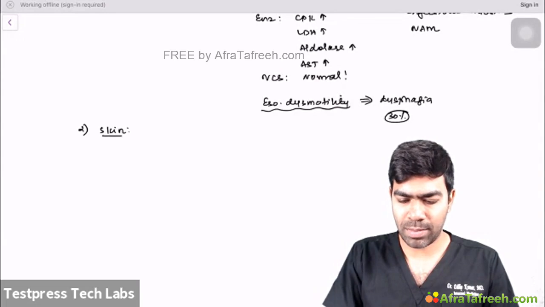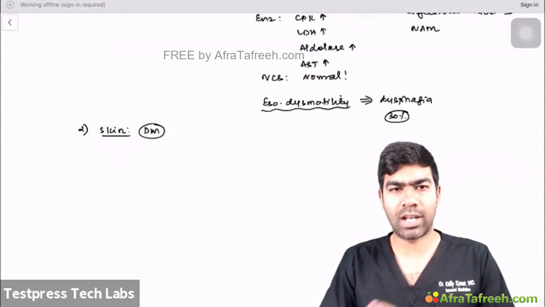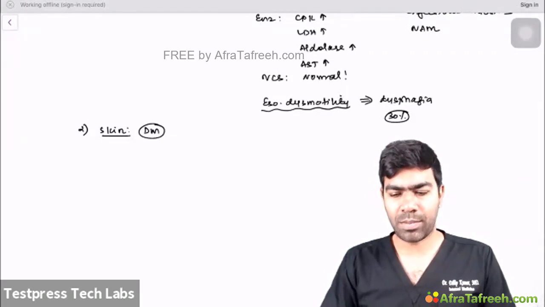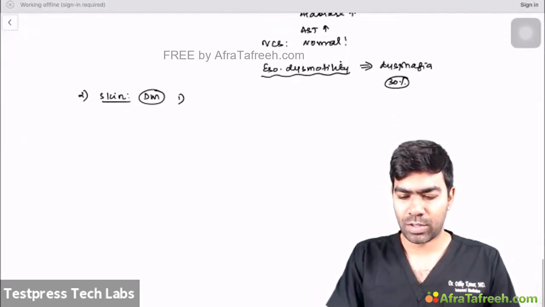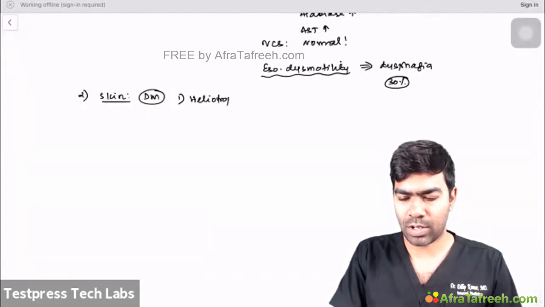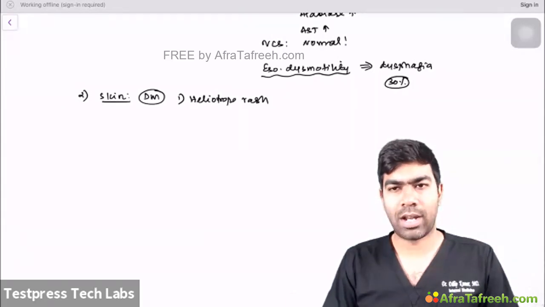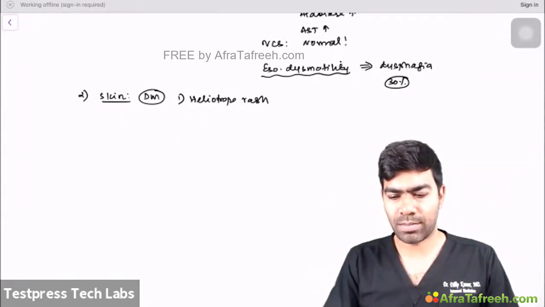Of course, you know the skin manifestations are absolutely common in dermatomyositis than polymyositis, even though there are some features that can be seen in polymyositis as well. So what are the skin manifestations? Number 1 is the classic heliotrope rash. We know what is heliotrope rash. Heliotrope is a plant which is blue in color. So you have a purplish blue rash around the eyes. This is what we refer to as a heliotrope rash.